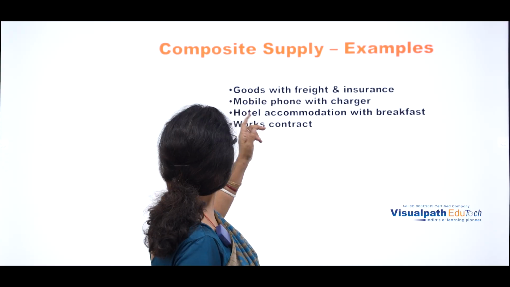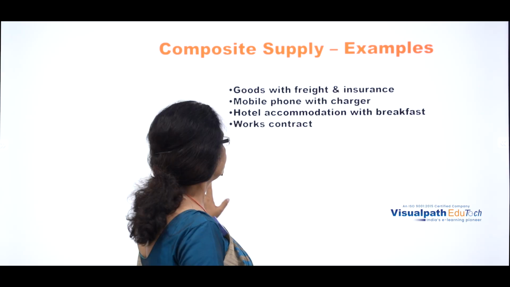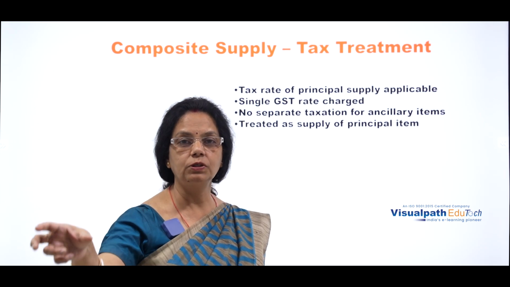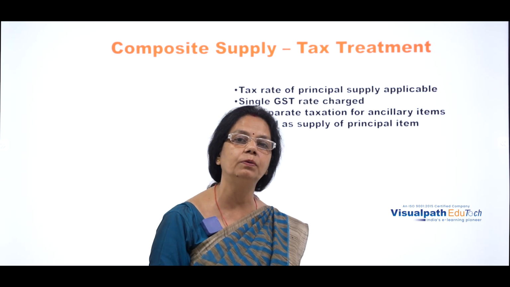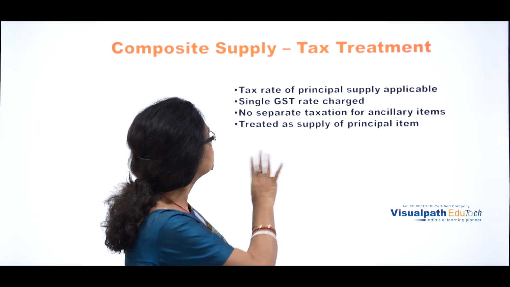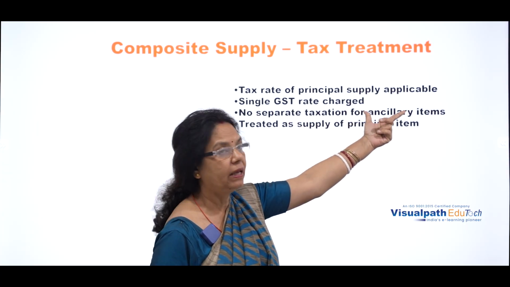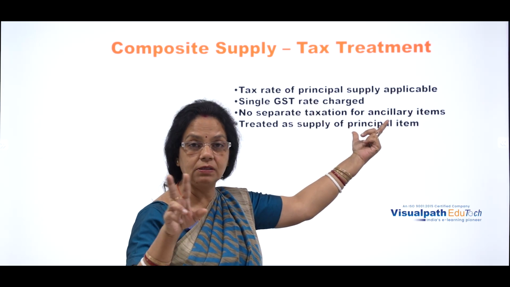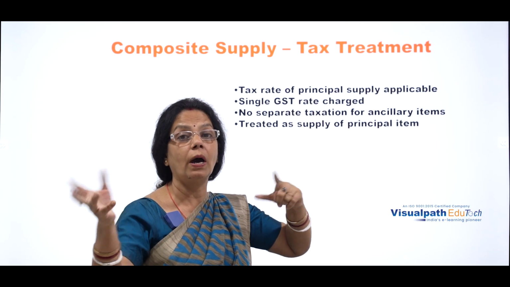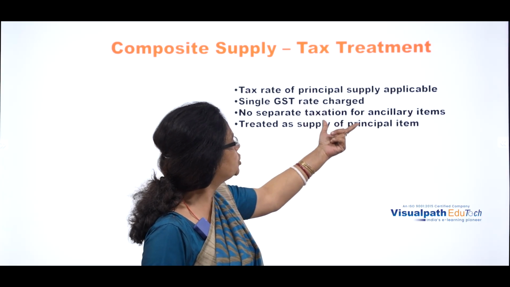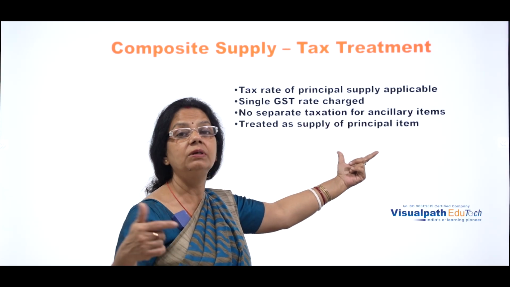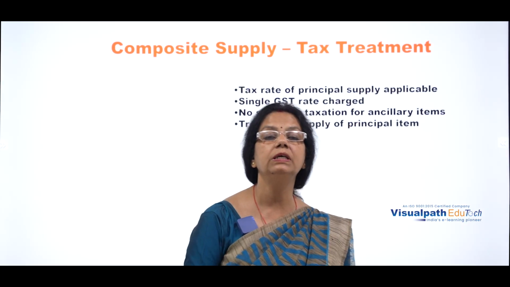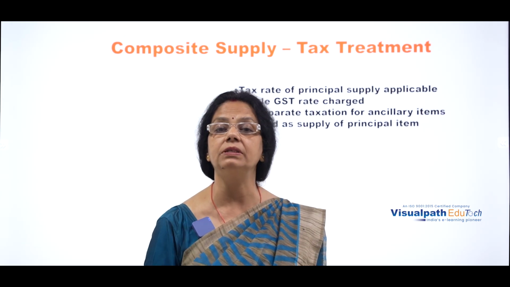So this is known as what? Composite supply. Let us see the composite supply tax treatment. We got the example of the composite supply, now the tax treatment. The tax rate of the principal supply is applicable. A single GST rate is charged, not double GST, because it's a blended item. We cannot charge twice or thrice. No separate taxation for ancillary items. Ancillary means sub items. They are treated as supply of the principal item. So they are all together treated as a principal supply.